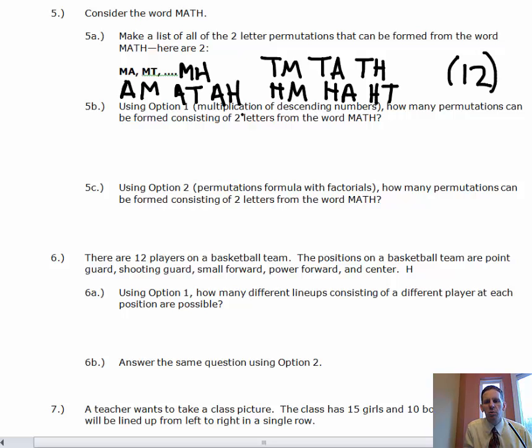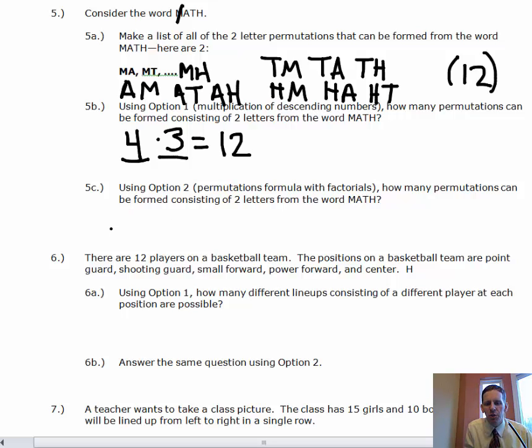Now, using option 1, the multiplication of descending numbers, to find out how many permutations can be formed consisting of 2 letters, remember we have a 2-letter word of which there are 4 choices for the first letter, any letter M, A, T, or H. If we choose one of these letters, that leaves us with 3 possibilities for the second letter. And if you do 4 times 3, there's that number 12 that we noticed in the first example.